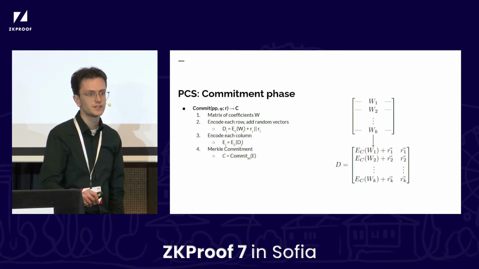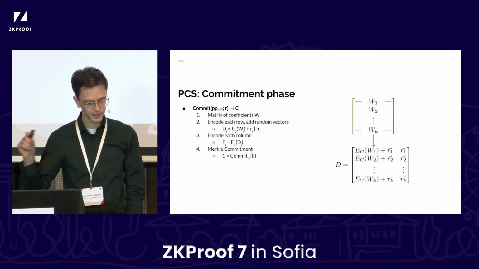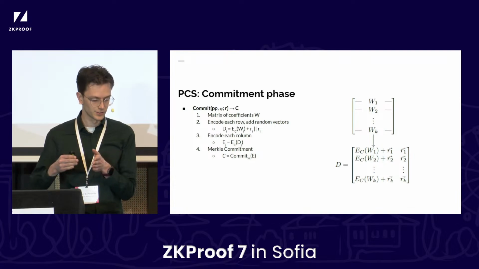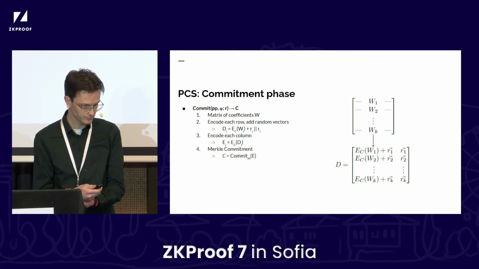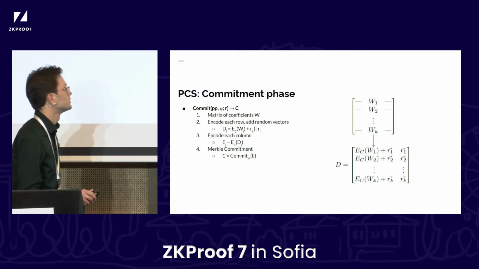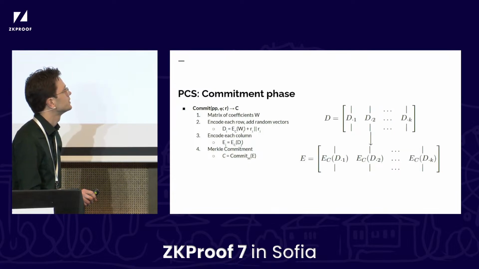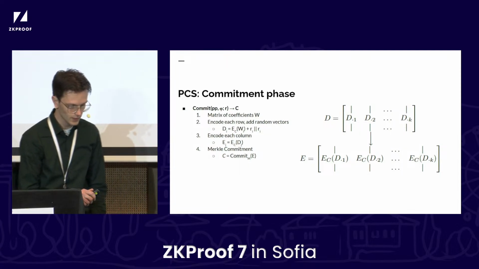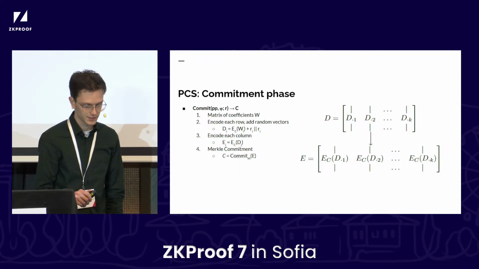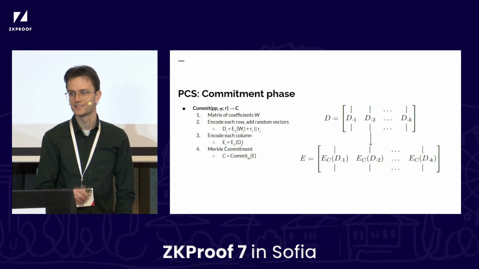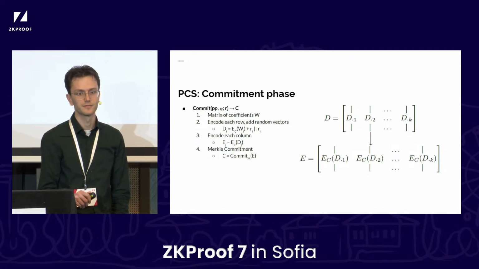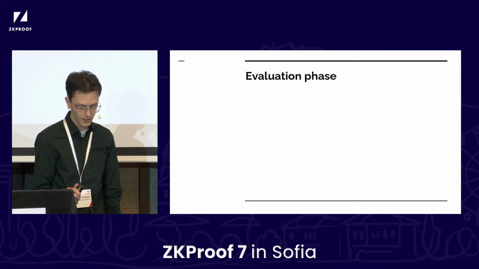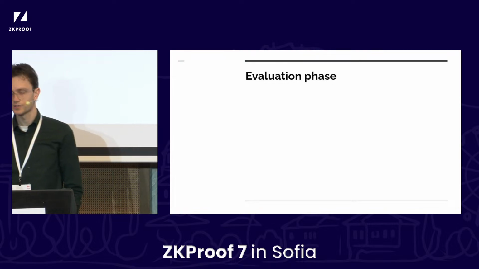So to commit, we take the rows of this matrix and we encode every row, and for zero knowledge we add a random vector and then also append it to the right. And what we then do, what is not done in Breakdown, is we also encode every column of this matrix using a linear code. And that's the commitment phase. So then we use a Merkle commitment on this resulting matrix, and then this is the resulting polynomial commitment scheme, polynomial commitment.